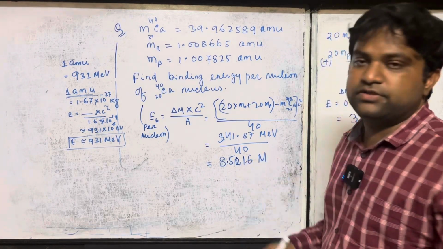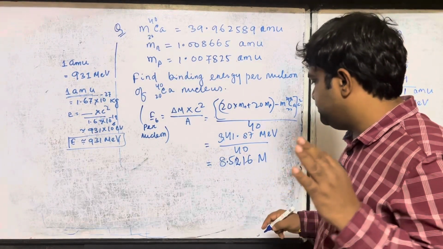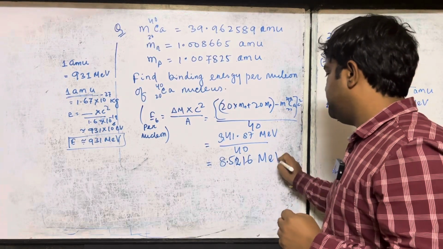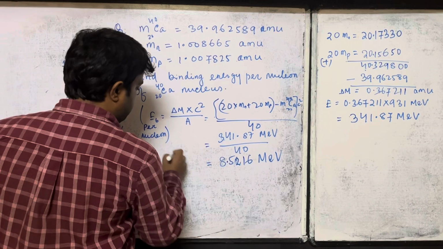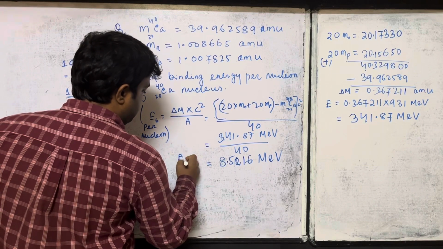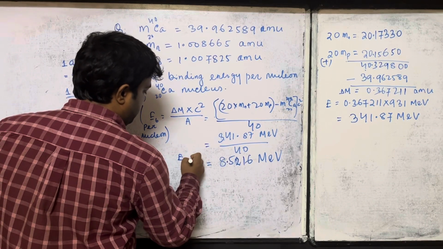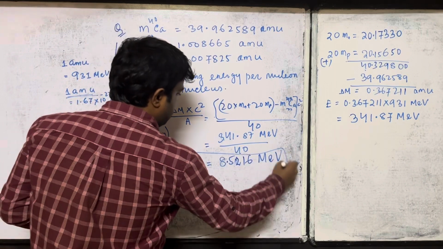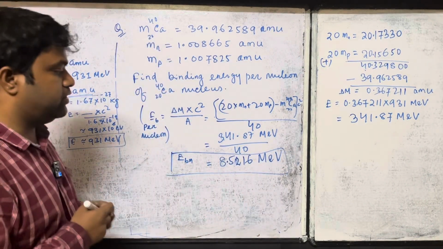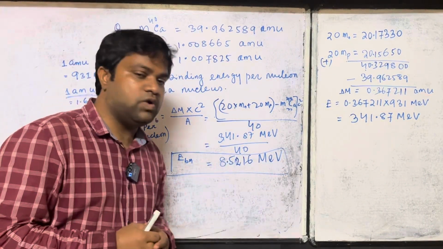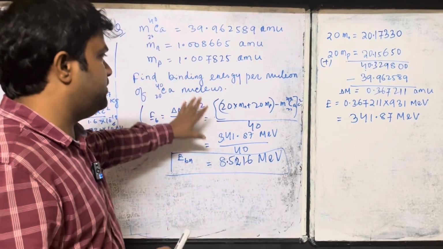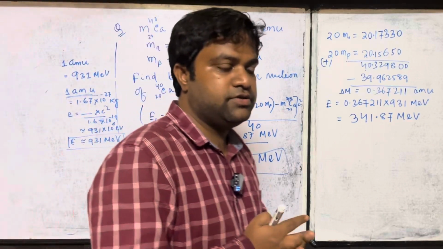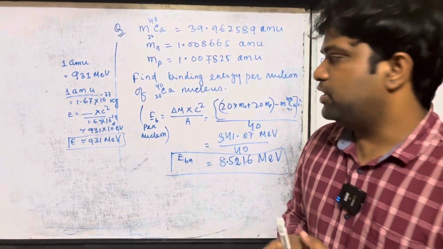So 8.5216 MeV is the binding energy per nucleon. This is EBN, the binding energy per nucleon we will get for calcium. So it's 8.5216 MeV. I hope the question is clear, and how to approach the question, how you will solve that. I think it's clear.